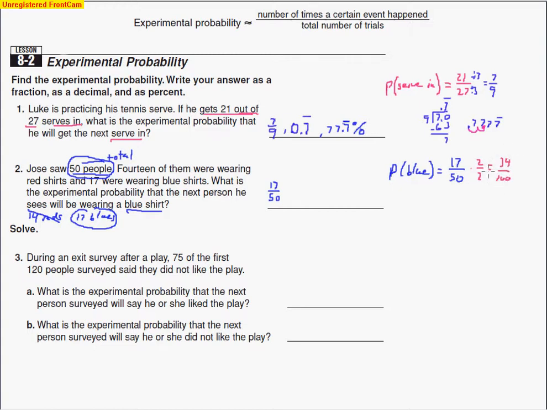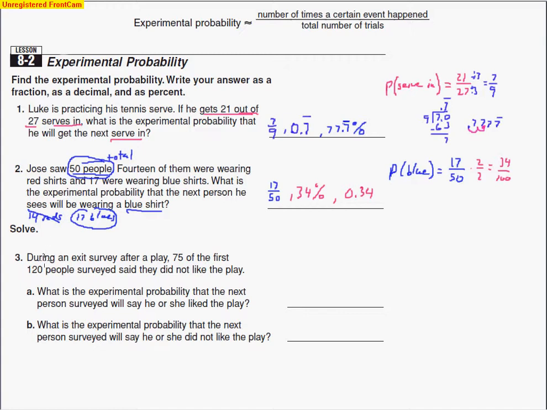And 34 hundredths, well, that's the percent form right there, 34%. The decimal form, just move the decimal 2 spaces to the left, and you'd have it, 0.34, so 34 hundredths. Well, the next set of directions just says solve, so we don't need to find the fraction, decimal, and percent. I'm just going to find the fraction form here for these problems.